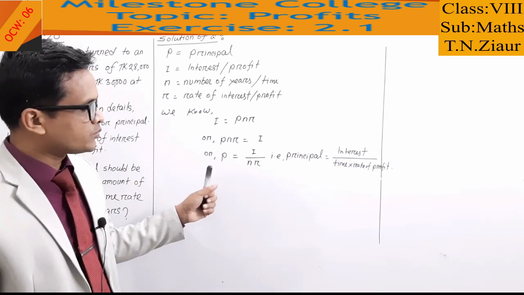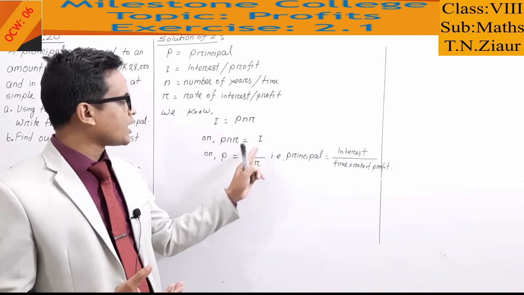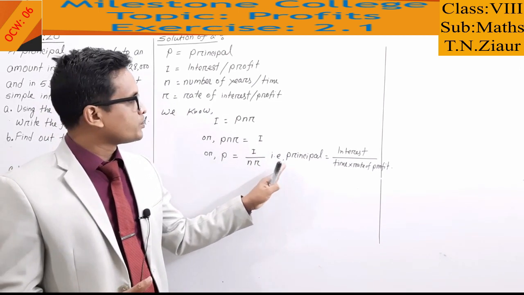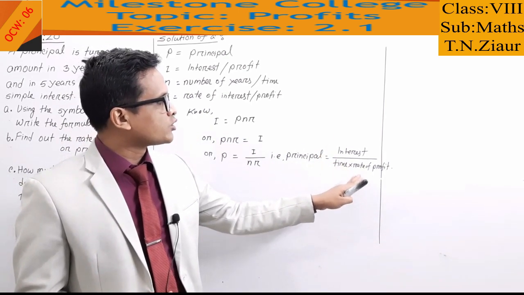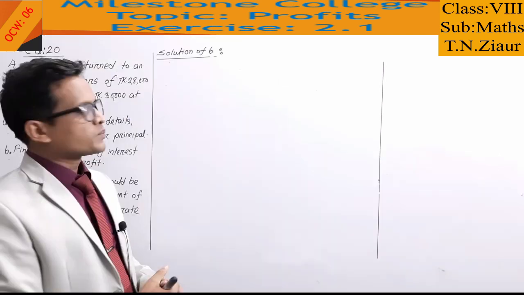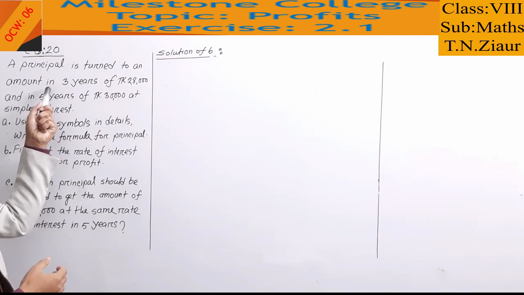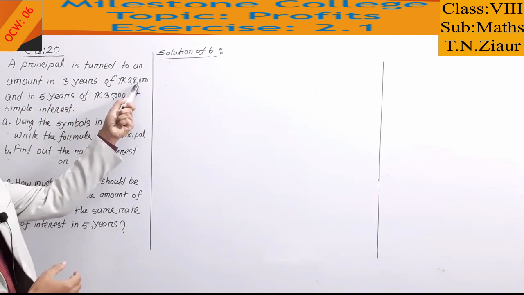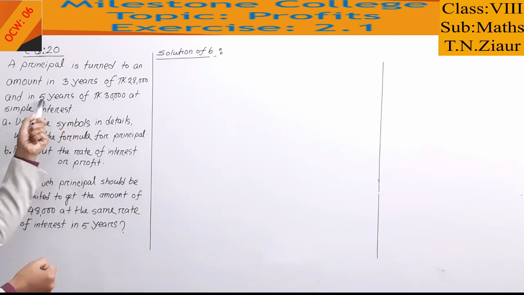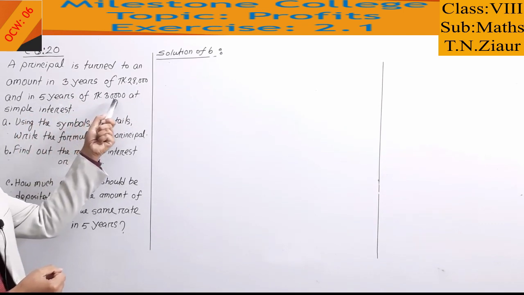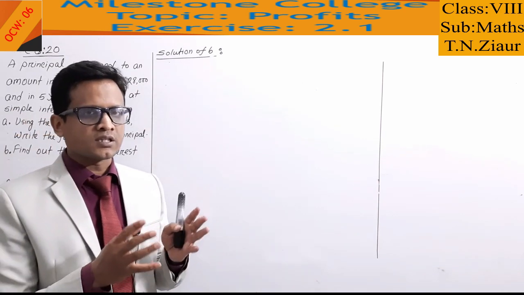That means if you want to find the principal, we have to use this formula. P is equal to I by NR. So principal is equal to interest divided by time into rate of profit or rate of interest. Now we have to solve question number B. Here given the principal turned to an amount in 3 years of taka 28,000. Okay, and in 5 years the profit principal will be 30,000. Profit principal means principal plus interest or profit.